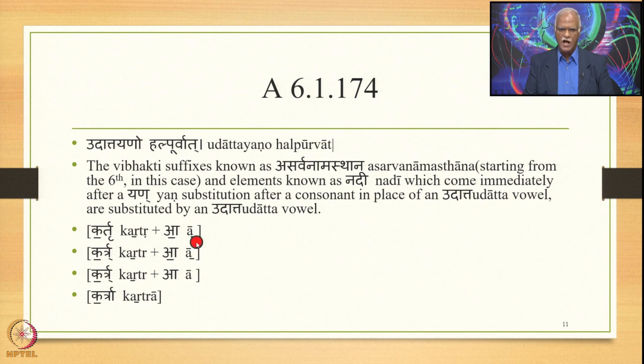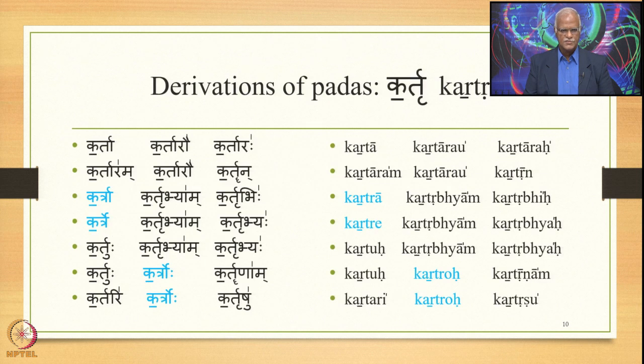Here is an example, kartru plus a, and then there is a yan sandhi taking place. So this ru becomes r, we have kartra plus a, and we join it together and we have kartra. Remember, this a is marked as anudatta over here, but in this particular step it is marked as udatta, and as a result this final a is marked as udatta. This is what we showed on this previous slide by the blue inked forms, kartra. This final a is udatta, this final a is udatta, this os is udatta, and similarly this os is also udatta.